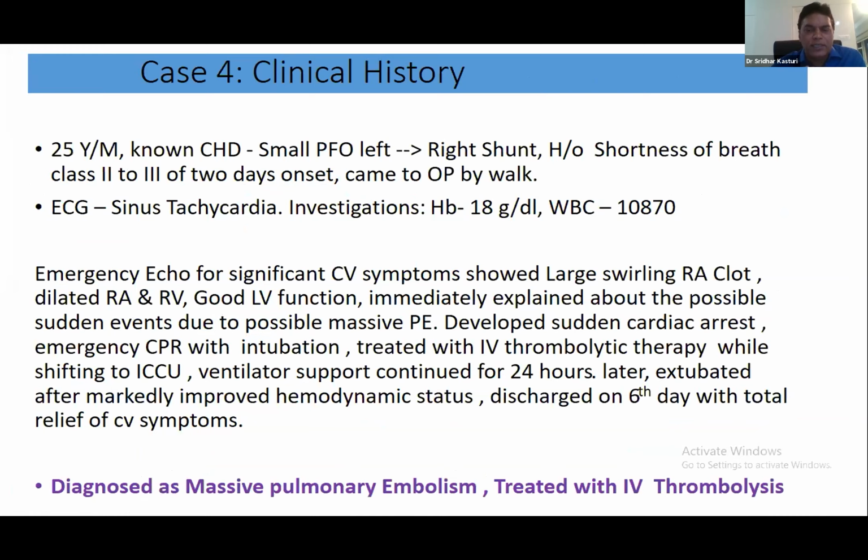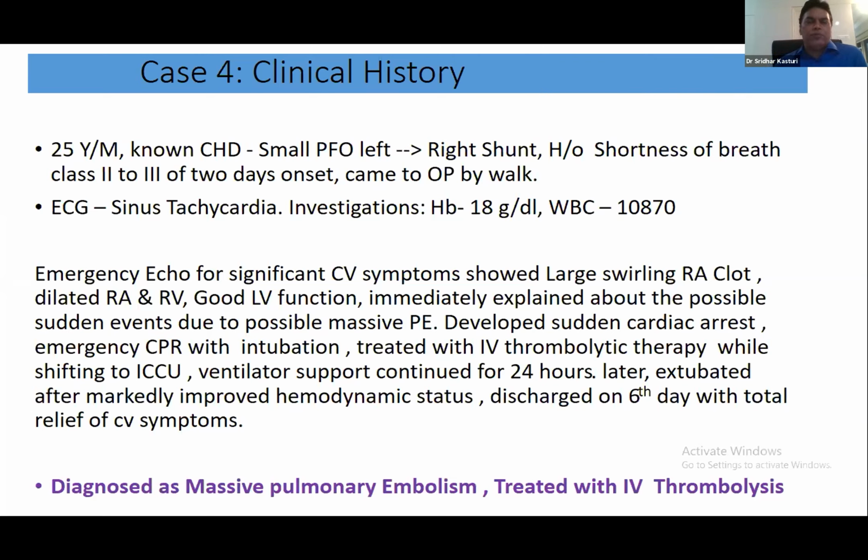This is the last case. This is a 25-year-old male, a known patient with congenital heart disease. They diagnosed it as a case of PFO, left to right shunt, with a history of shortness of breath, class 2 to 3, after 2 days. There was only a 2-day onset of symptoms.